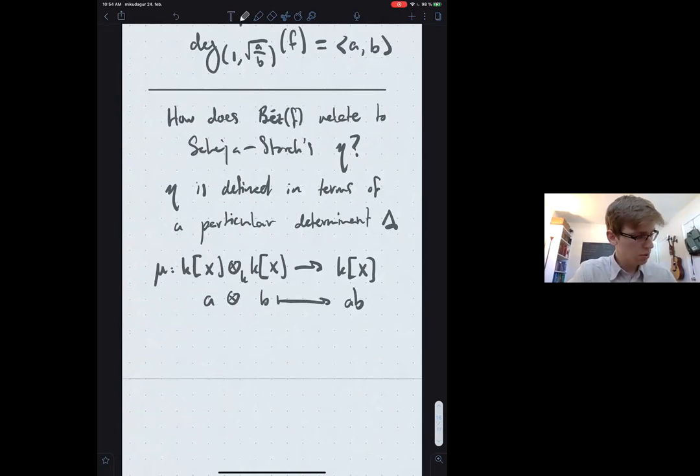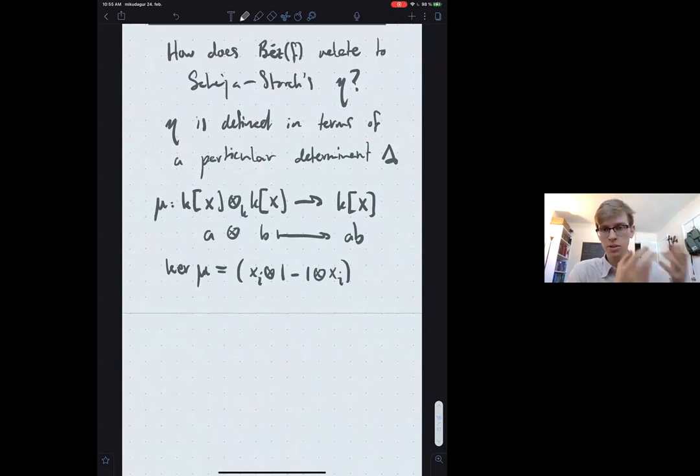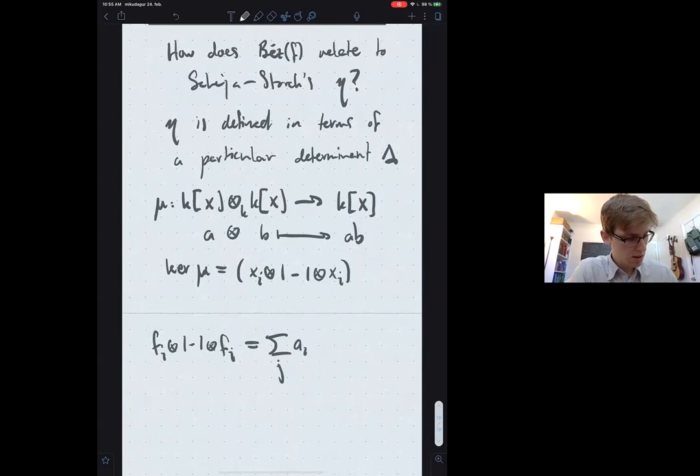Okay, and so the kernel of this map is generated by your variable tensor 1 minus 1 tensor your variable, for all your variables. That's how you can generate the kernel in this form, because everything is built up out of these pieces. And the fact that f_i tensor 1 minus 1 tensor f_i is in the kernel of f means that you can write this as a sum over j of these kernel generators.